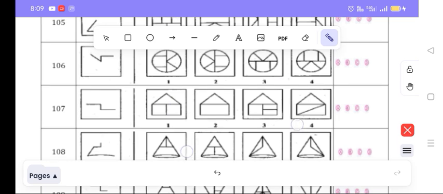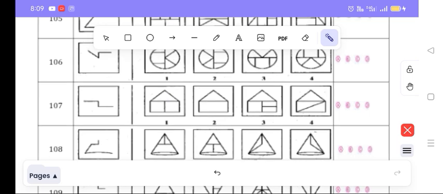Question number 107. See, it's a very simple figure. 1, 2, 3 lines. 2 horizontal and 1 small vertical line. See, horizontal lines you can find. Small vertical line is not here. In B also small vertical line is not there.